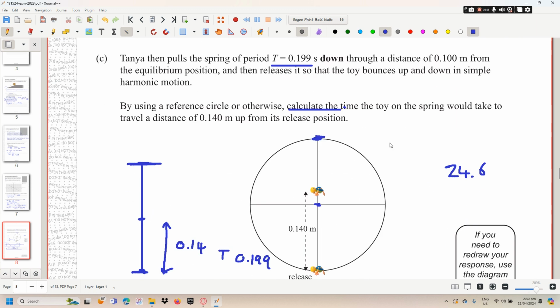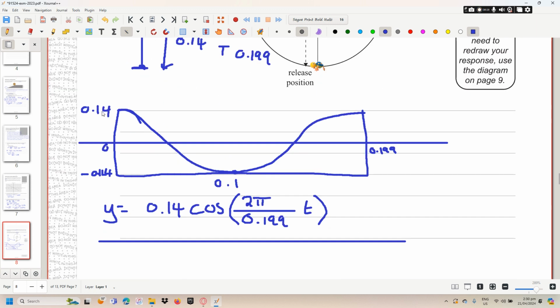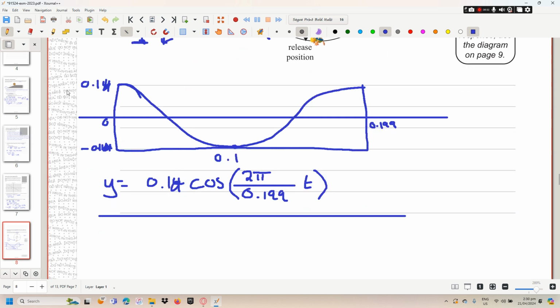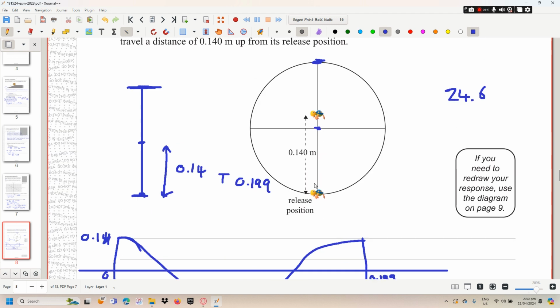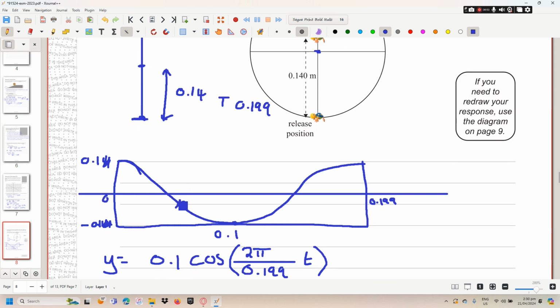Oh no, sorry, that's not the amplitude. The amplitude is 0.1. I've made a mistake there. 0.1. That's the amplitude. What we want to do is we want to go 0.14 meters. And so we've passed equilibrium position, and we're going towards the other end. So we're going to be around about here, if that makes sense.